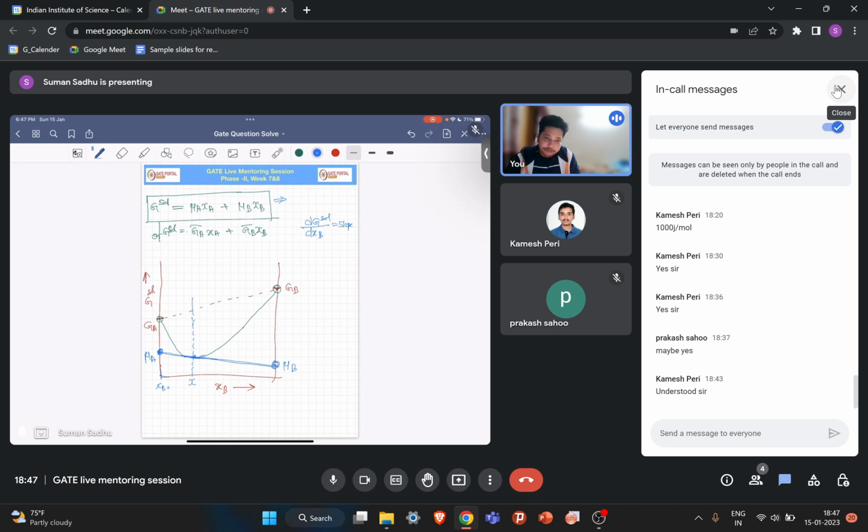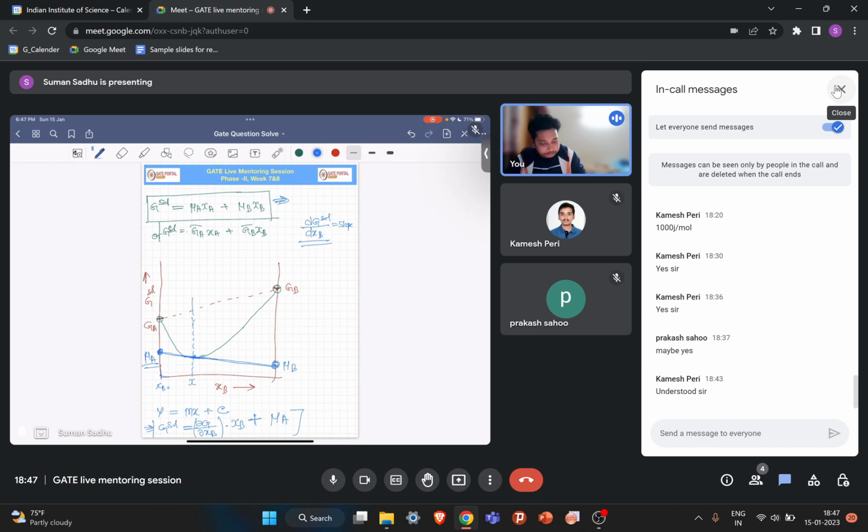If this is the slope, this is a straight line. What will be the equation for this straight line? Y equals mx plus c type of equation, right? So what is y here? Y is your G of solution, and m is dG by dxb, and x means xb, plus c is your intercept, right? If you write like this, you should get this same equation.